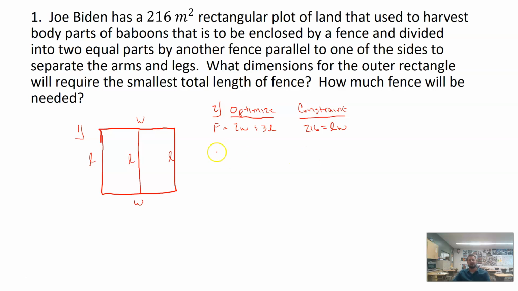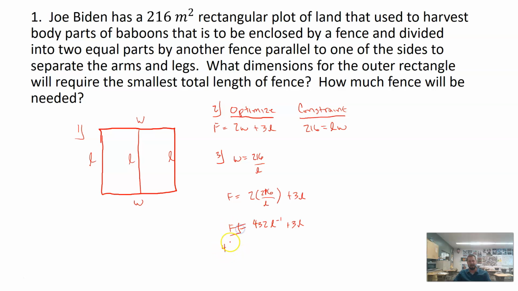Now remember, step number 3 is we get the W or the L all by itself in the constraint equation. Let's say I want to get the W by itself. So W is equal to 216 divided by L. I take that and put that into my optimized equation. So I get 2 times 216 divided by L plus 3L. When I multiply this together, just in the interest of time, I get 432L to the negative 1 plus 3L. Now I take the derivative of that for step 4.